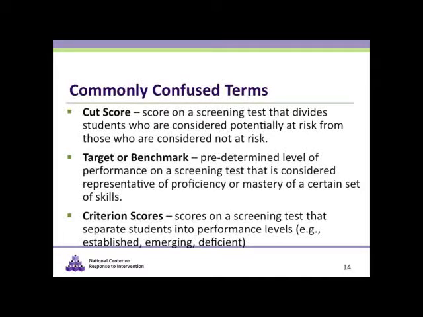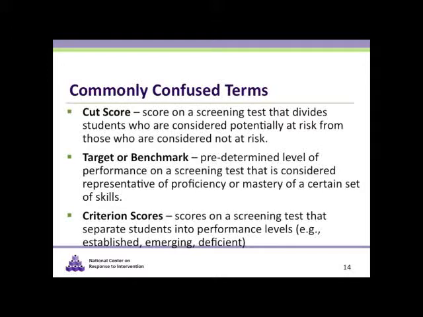Cut score: a score on a screening test that divides students who are considered potentially at risk from students who are considered not at risk. Target or benchmark: predetermined level of performance on a screening test that is considered representative of proficiency or mastery of a certain set of skills. Criterion scores: scores on a screening test that separate students into performance levels. For example, established, emerging, or deficient.